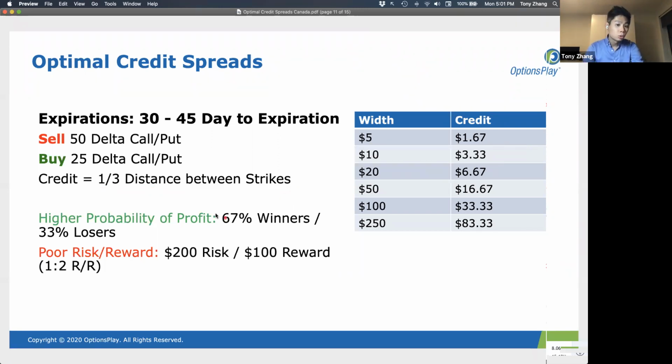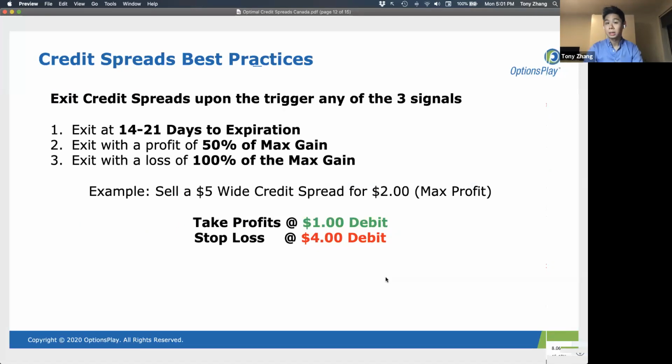And these types of credit spreads will usually have about 60 to 70% winners, and they'll usually risk about $200 for every $100 in potential reward. So let's just talk a little bit about managing these trades, because I get a lot of questions about, once you're in a credit spread, how do you determine when to get out? With a credit spread, there are 3 potential triggers to exit. Whichever one of these three triggers first is your signal to get out of the trade, okay?